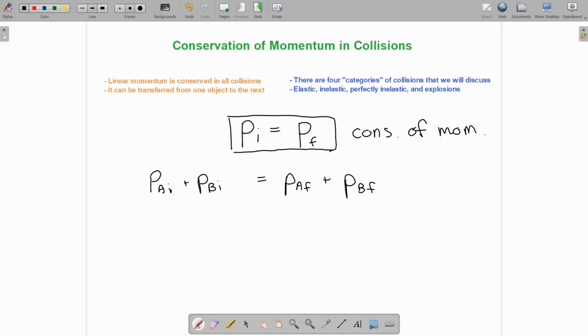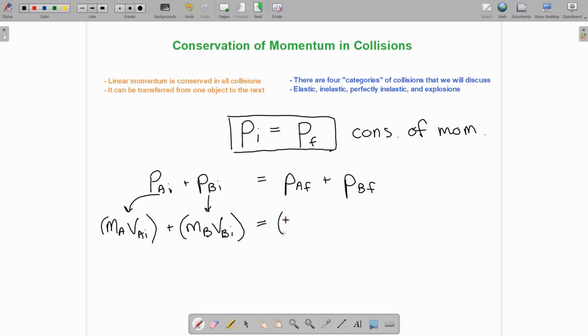Okay? And then we can go even further and say, well, the mass of object A times A's initial velocity, assuming that the mass doesn't change, plus the mass of object B times B's initial velocity. This is the momentum of object A, mass times velocity, and the momentum of object B, mass times velocity. Those would be before the collision.